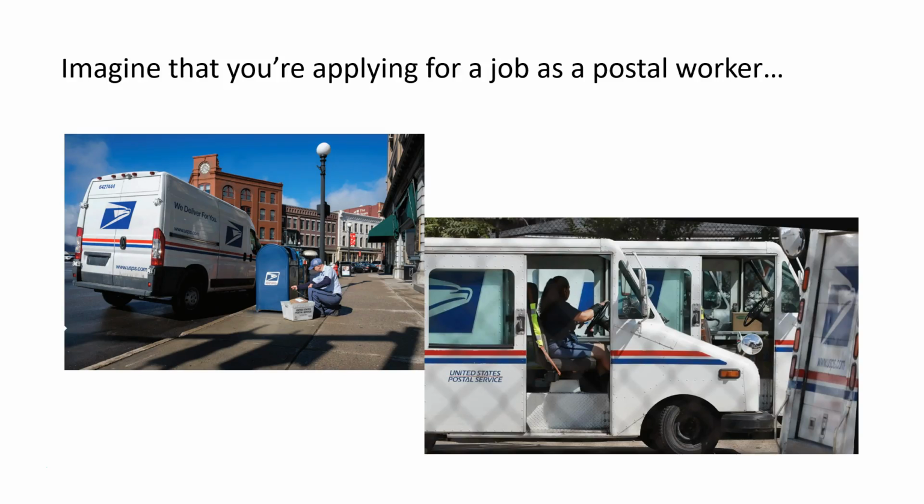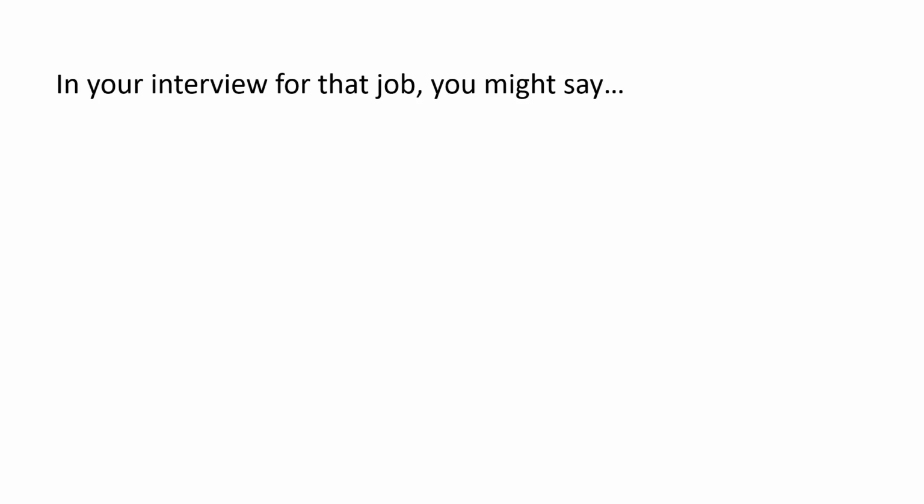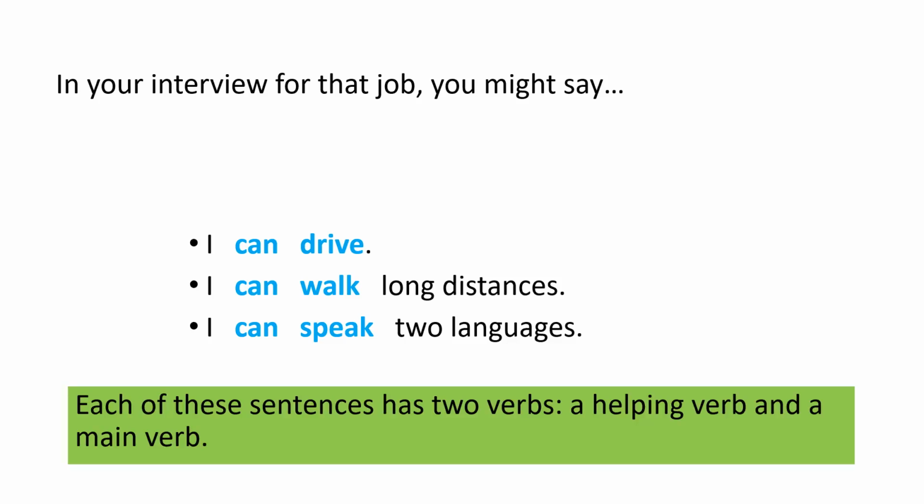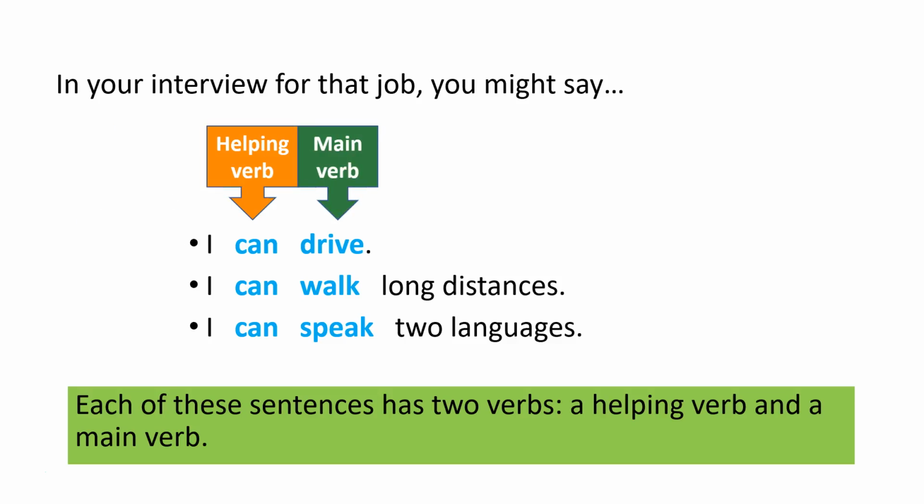Imagine that you're applying for a job as a postal worker. In your interview for that job, you might say, I can drive. I can walk long distances. I can speak 2 languages. Each of these sentences has 2 verbs, a helping verb and a main verb. Can is the helping verb, and drive and walk and speak are the main verbs.